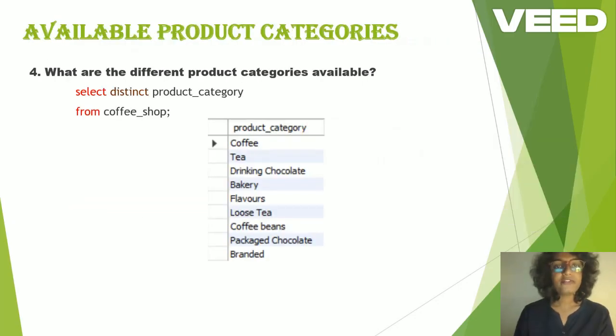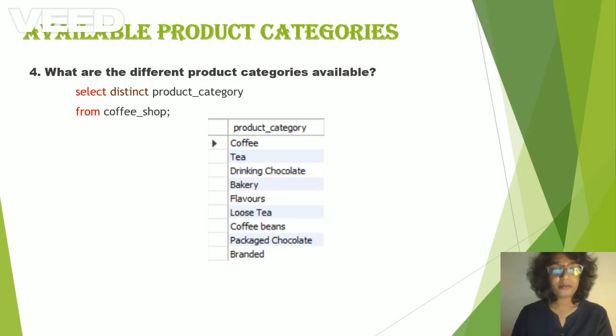Question number four: what are the different product categories available? Here, to find the different categories, we have to select the distinct product category. The distinct keyword ensures that only unique product categories are selected, avoiding duplicates. Here, coffee, tea, drinking chocolate, bakery, flavors, loose tea, coffee beans, packaged chocolate, branded. These are the different product categories available in this coffee shop.